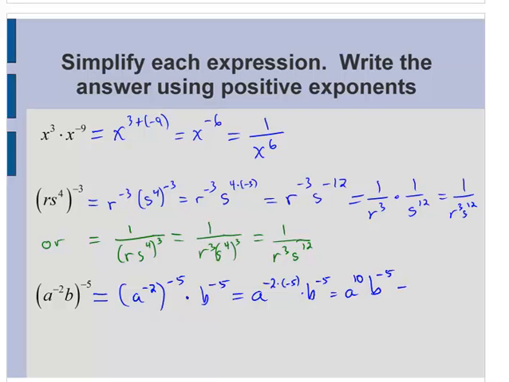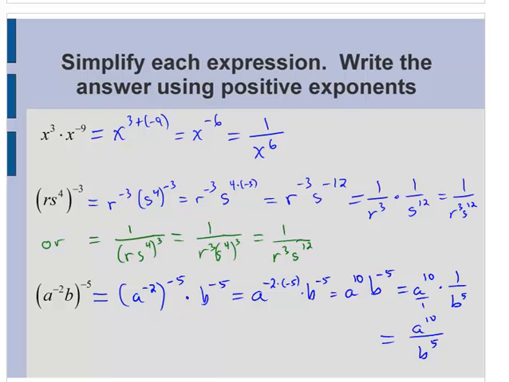And so that would give me a to the 10th times the reciprocal of b to the 5th, or a to the 10th over b to the 5th. Thinking of that a to the 10th as a to the 10th over 1, multiplying fractions.